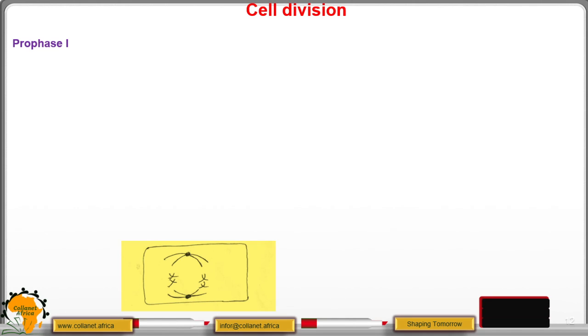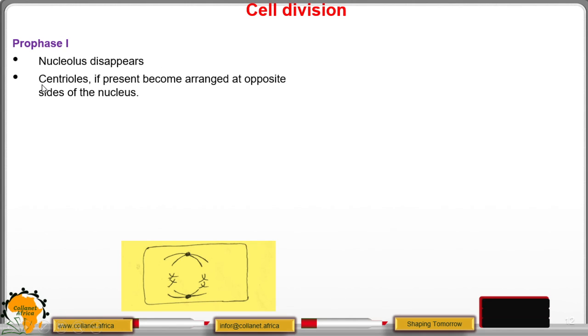The second stage is prophase 1, and here the nucleolus disappears. Then centrioles, if they are present, become arranged at the opposite sides of the nucleus. So if the nucleus is here, then centrioles would be at the opposite side. But in this case, we do not have the centrioles.